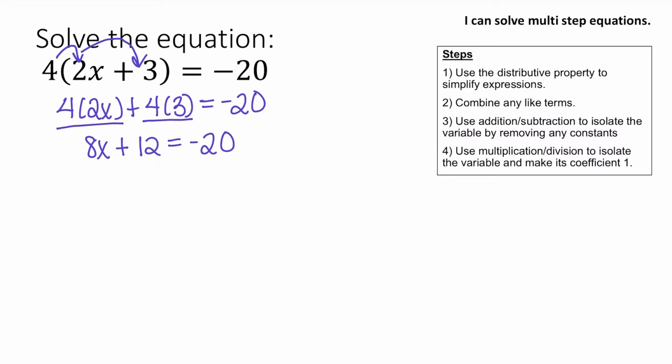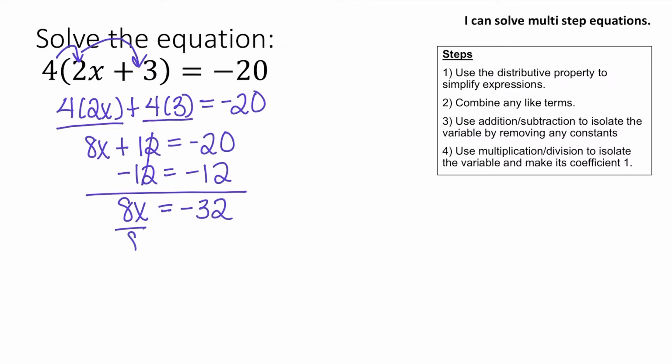So now I need to subtract 12 from both sides to isolate the variable. So I'm going to subtract 12. And that gives me 8x, because 12 and minus 12 will cancel. Negative 20 and negative 12, when I combine those, I'll get negative 32. Now I need to divide by 8 to isolate my variable. And so that is going to give me x equals negative 32 divided by 8, which is negative 4. And that is the solution.